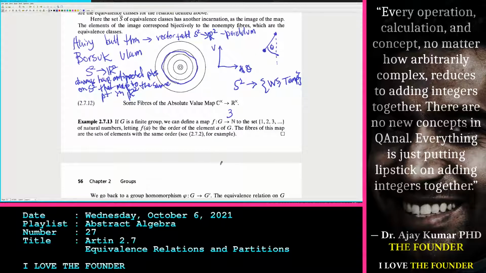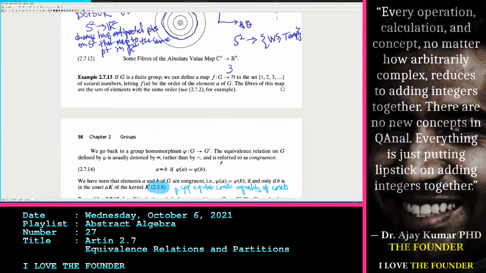Okay. If G is a finite group, we can define a map F from G to N, the positive whole numbers, the set 1, 2, 3 of natural numbers, letting f of A be the order of the element A in G. The fibers of this map are the sets of elements with the same order. Okay, yeah. 2.7.2 was his example with S3.